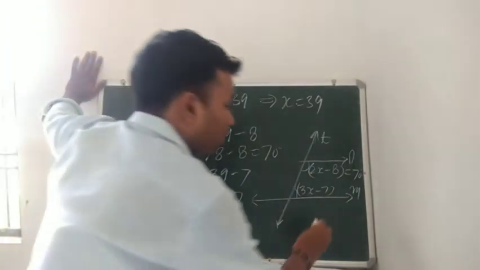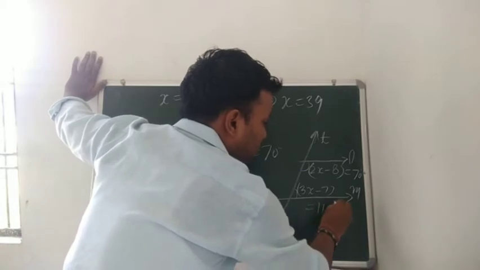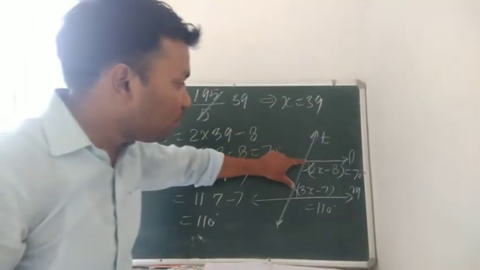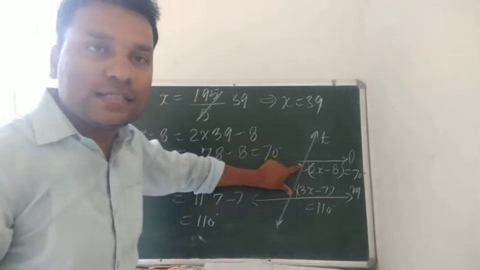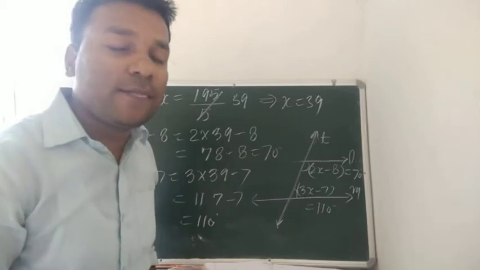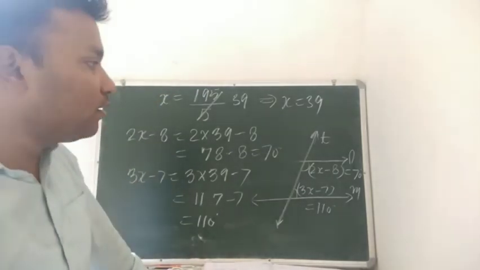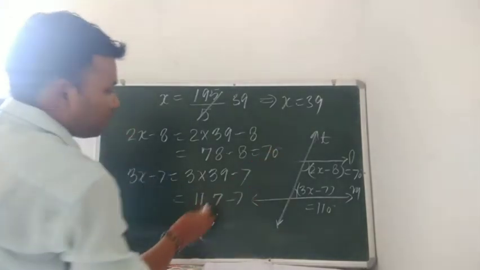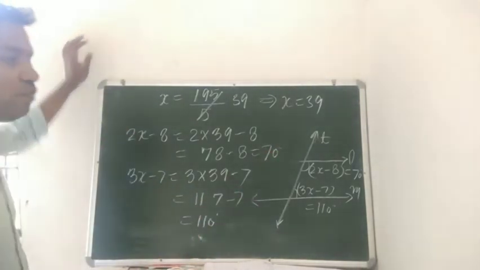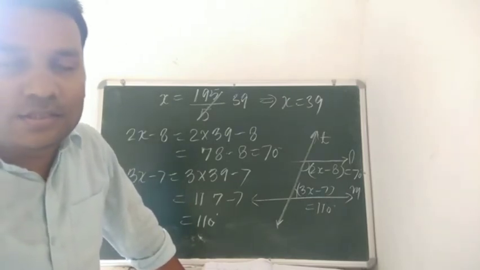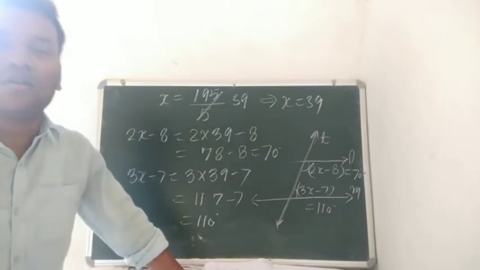Yes student, now it's time to verify whether our answer is correct or not. As we have already said, both are a pair of consecutive interior angles and the sum of them must be 180 degrees. So please check if their sum is 180 degrees or not. Yes, 70 plus 110 gives us 180 degrees. That is, our answer is absolutely correct. Now let's move on to the next question.